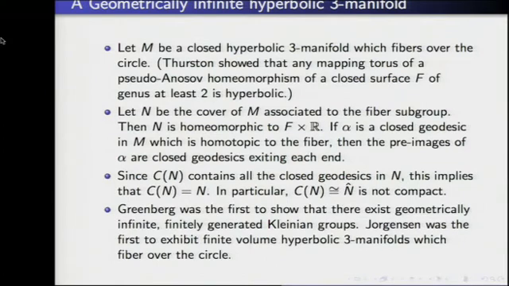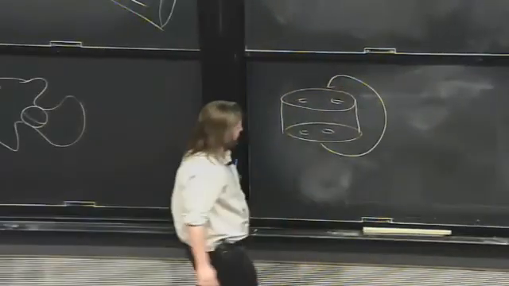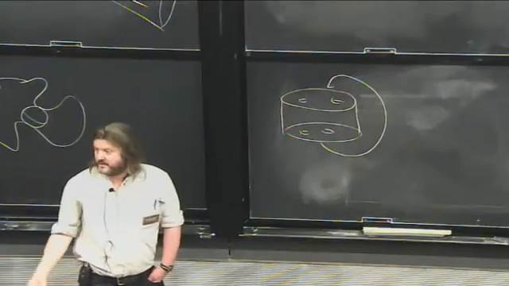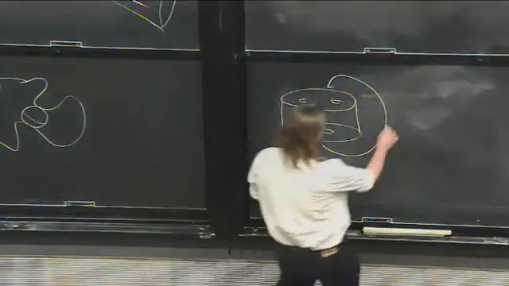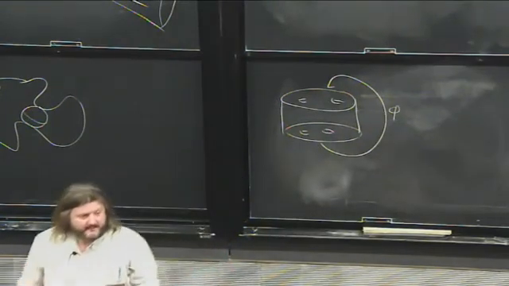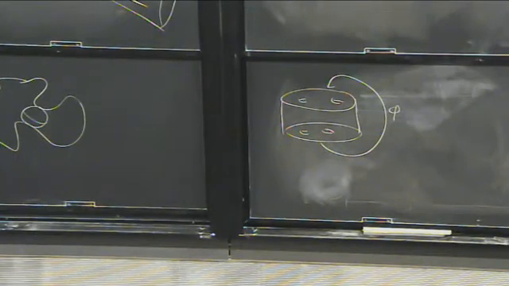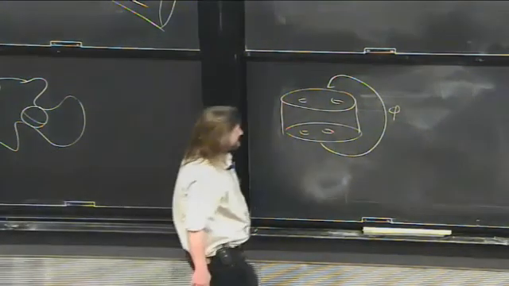I'm going to use a fact due to Thurston: if you take a three-manifold which fibers over the circle, which just means it's the mapping torus of a homeomorphism of the surface, so you just glue by some map phi. Thurston showed that if you take a typical phi, that mapping torus will in fact be hyperbolic. In fact, if phi is pseudo-Anosov, that mapping torus is hyperbolic. And this also follows from Perelman's work now.